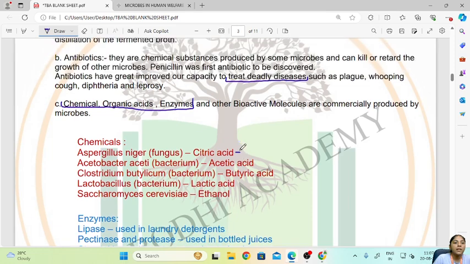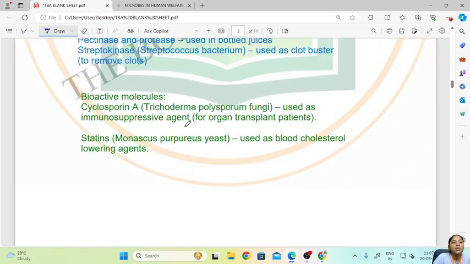Then the next one is the bioactive molecules. Now cyclosporin A, which is obtained from a fungus, is used as an immunosuppressive agent for organ transplant patients. When an organ transplant is done, some immunosuppressant agents are required to be given to the patient so that the immune system doesn't fight back against the external organ which is inserted. That is why the bioactive molecule cyclosporin A, which is obtained from fungi, is given.